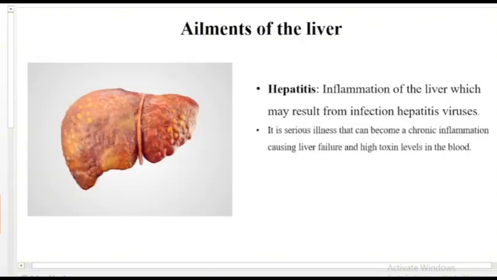Okay, so we start with hepatitis. Hepatitis is an ailment of the liver which inflames the liver, and it results from infection by hepatitis viruses. So this simply means that the liver will be inflamed due to the viruses that are affecting it. It is a serious illness that can become a chronic inflammation causing liver failure and high toxin levels in the blood.